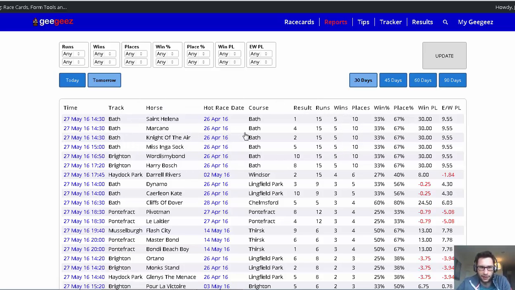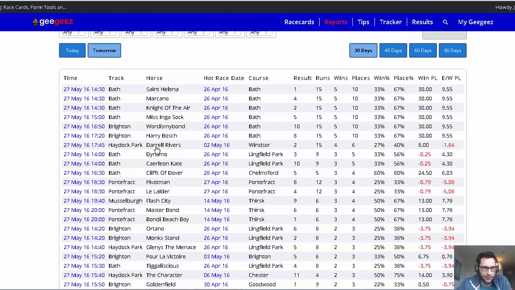I might want to look somewhere different. Darryl Rivers, so he was second in this race. 15 horses have run since, 4 have won, 6 have placed. So that might be worth closer inspection. Then you can click on the race, and that will open up the race, and you can have a look. So on and so on.